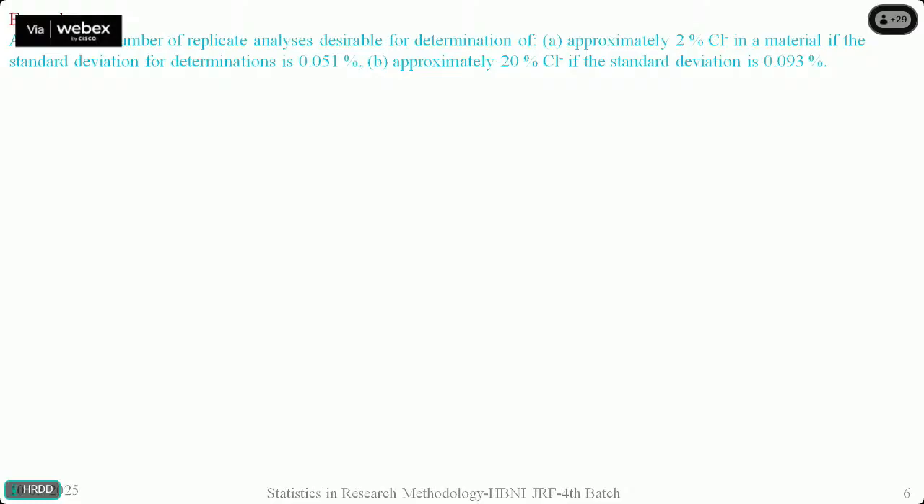You have to calculate the reliability interval for 2% of that analyte, that element, chlorine, as well as 20% of chlorine at two different levels. And the standard deviations are also different, 0.051 and 0.093, almost double when the concentration is increased 10 times. The absolute standard deviation, you can visualize that it will always increase with the numerical value, whereas relative ones will remain almost constant. And all are in percentage.